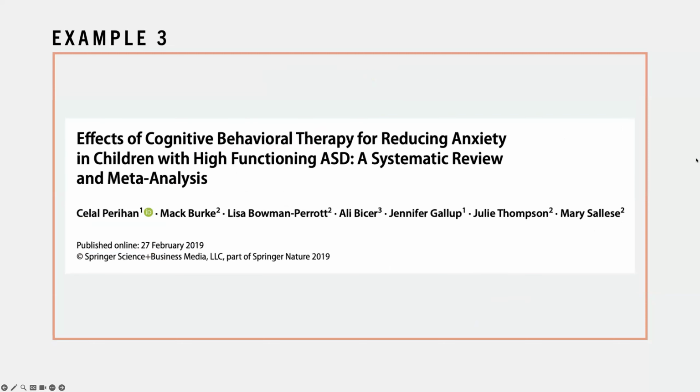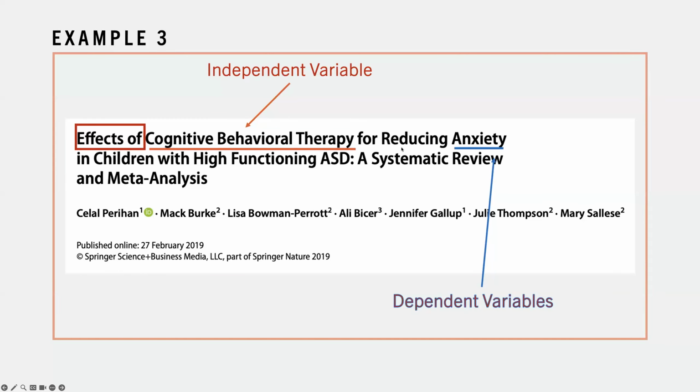Let's do one more. "Effects of Cognitive Behavioral Therapy for Reducing Anxiety in Children with High Functioning ASD: A Systematic Review and Meta-Analysis." I know I chose some long titles here, but hopefully this helps. So here, effects of cognitive behavioral therapy. Our independent variable is the therapy. So we're looking at effects of, again, that keyword. And we're seeing, does it reduce anxiety? So that's our dependent variable, is anxiety. And reducing, we're looking to see, does that change?